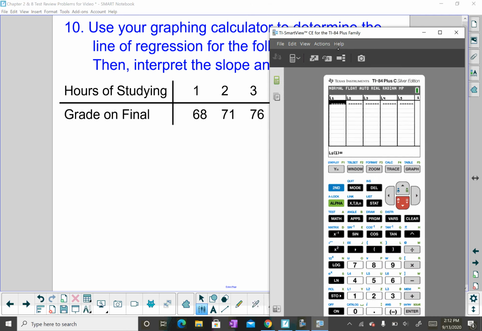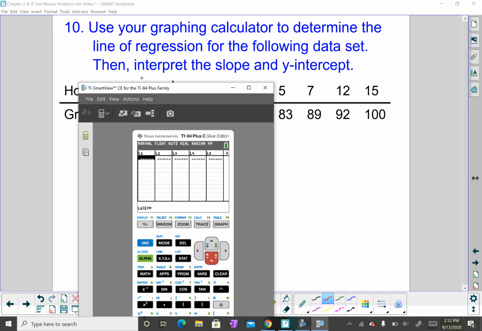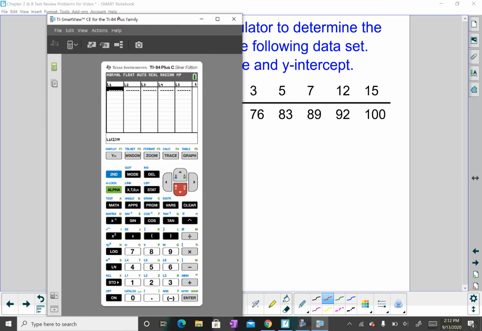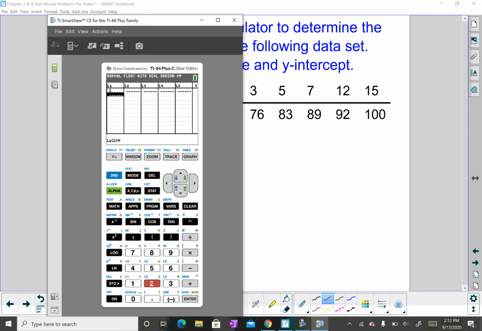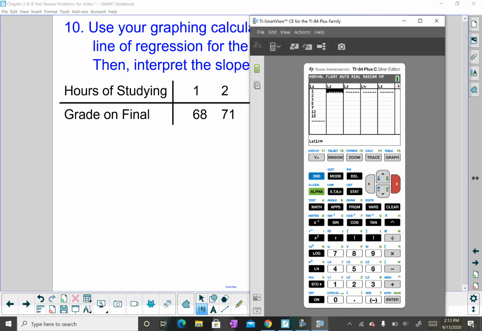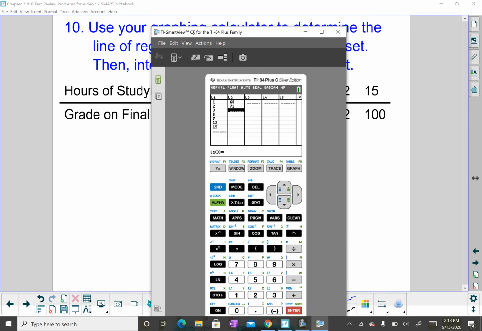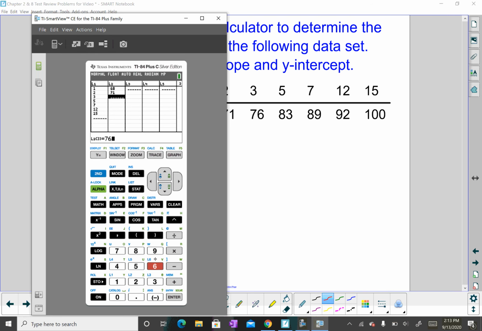So here I have hours of studying. Let's see, I have 0. No, I don't have 0. I have 1, 2, 3, 5, 7, 12, and 15. Then I'll arrow to the right and we'll get all of these grades in. 68, 71, 76, 83, 89, 92, and 100.